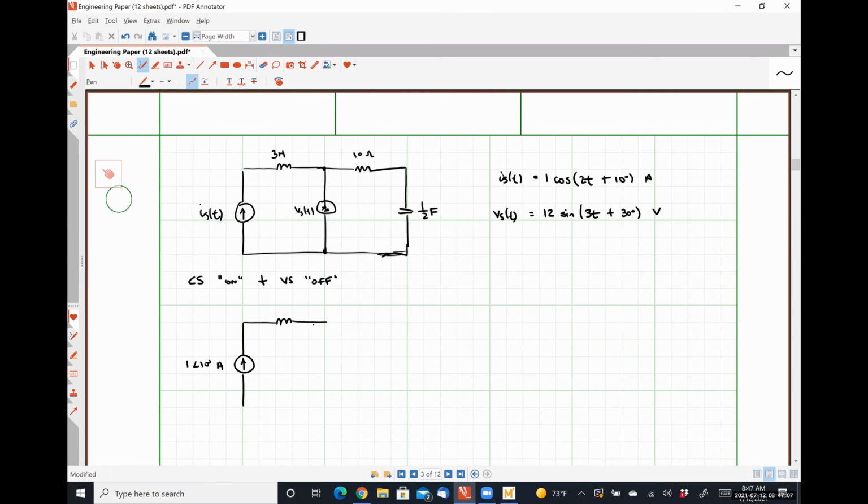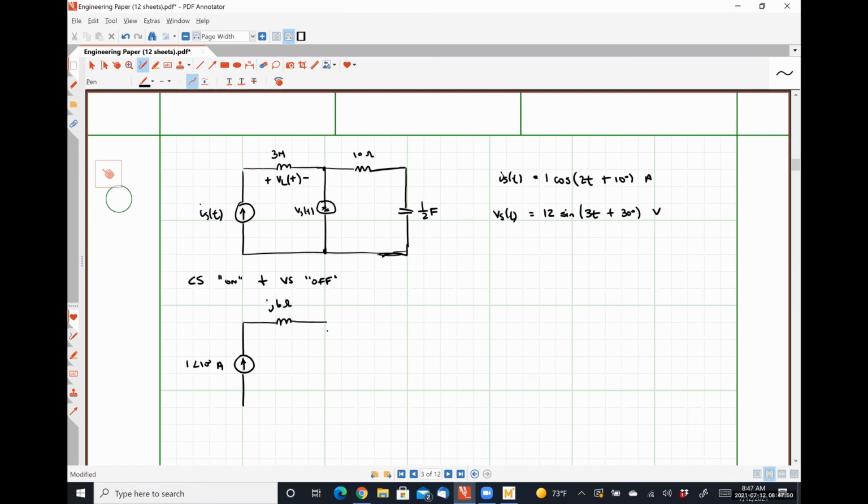What is our 3 Henry inductor going to look like? Oh, and I guess I should specify what we're looking for here. Yeah, that'll work. So what is our inductor going to look like as an impedance? Yeah, so J times omega, so J times 2 times 3 is J 6 ohms.